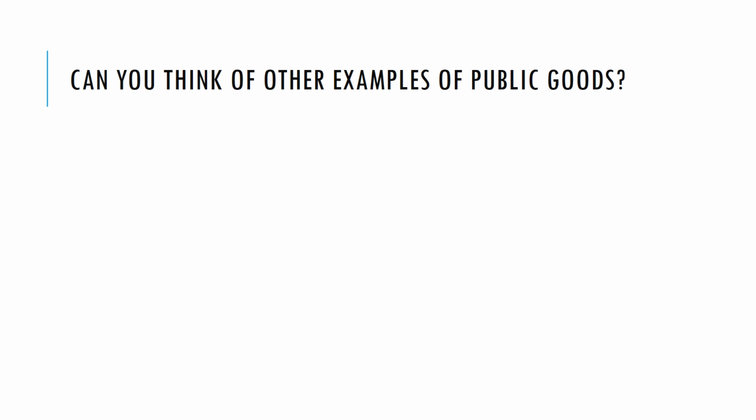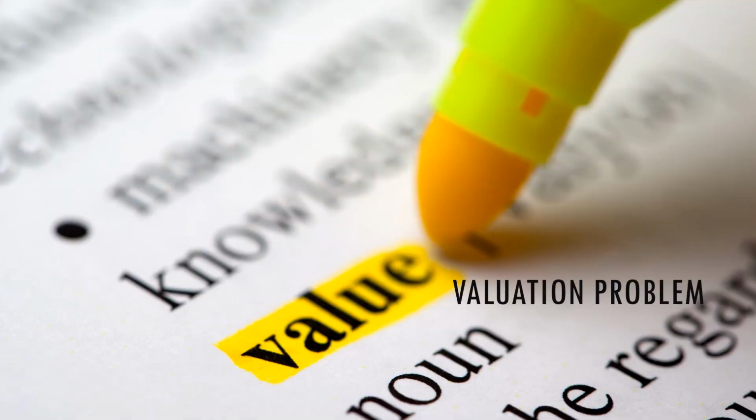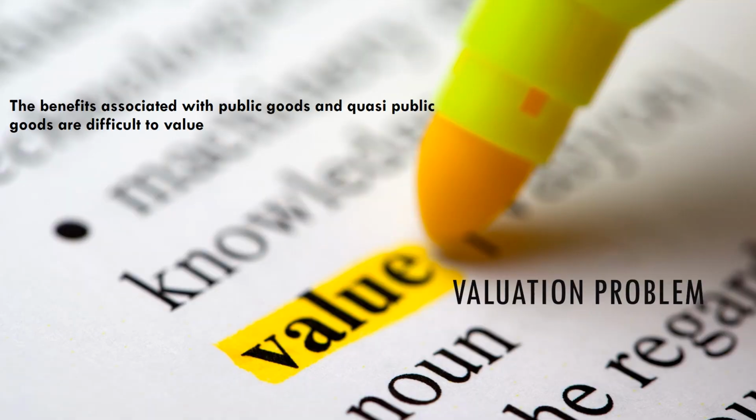So what might be other examples of public goods? You might want to pause the video and think if you can think of any more instances where there could be easy free riders and actually the service wouldn't be provided if it was left to the free market. Well, these would be examples: national defence systems, sewage and waste, lighthouses, national rail safety systems, the legal system, good air quality, street lighting, fire displays, flood defence systems. It's very difficult to exclude people from the benefit of these. It's not used up in the same way a private good is. Therefore, there's the problem potentially with free riders.